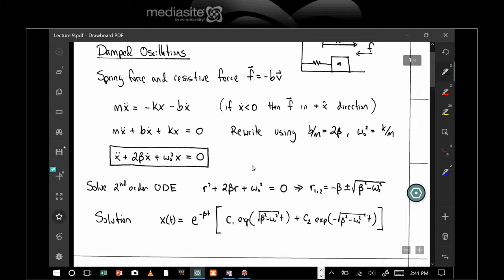If you take a look at the units of beta and omega, hold on a second. If we look at this equation, notice that all these things, when I add them up, have to have the proper units. So this is x double dot. It has units of meters per second squared.